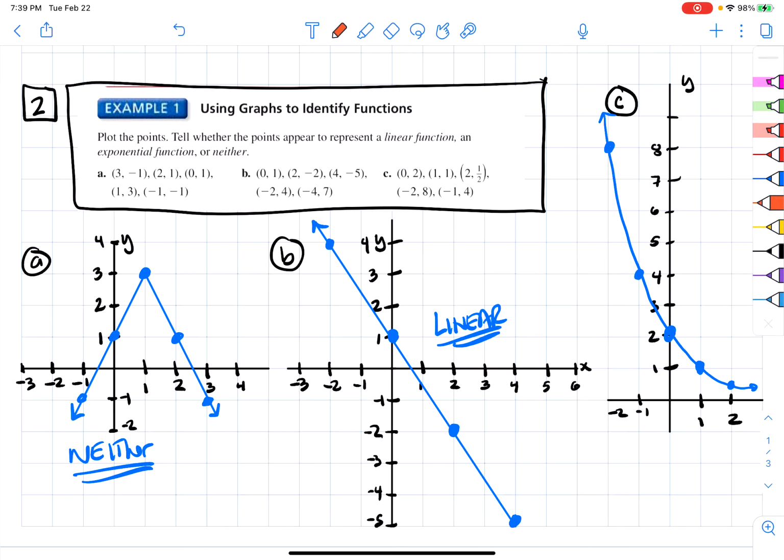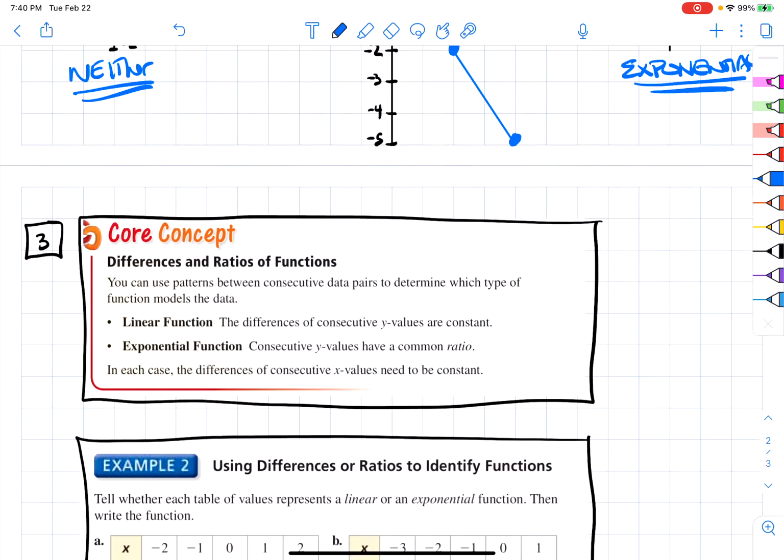And one way we can check that is moving from this point to this point to this point to this point. You can see that this is 4 units, this is 2 units, this is 1 unit, and this is 1/2. So therefore, because I am decreasing by the constant factor of a half, this represents exponential. Okay, so A was neither, B was linear, and C was exponential.